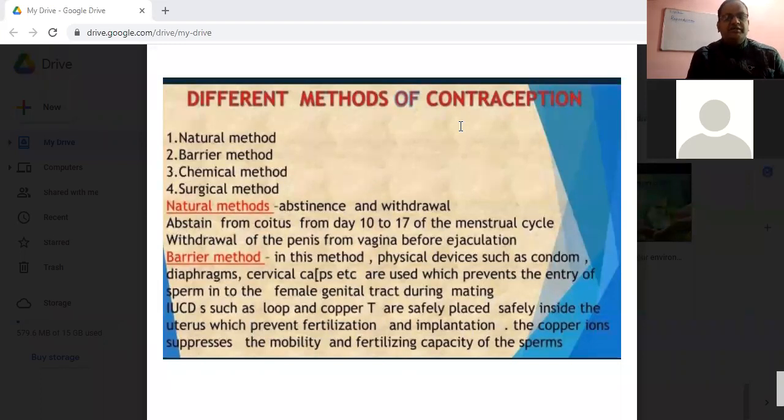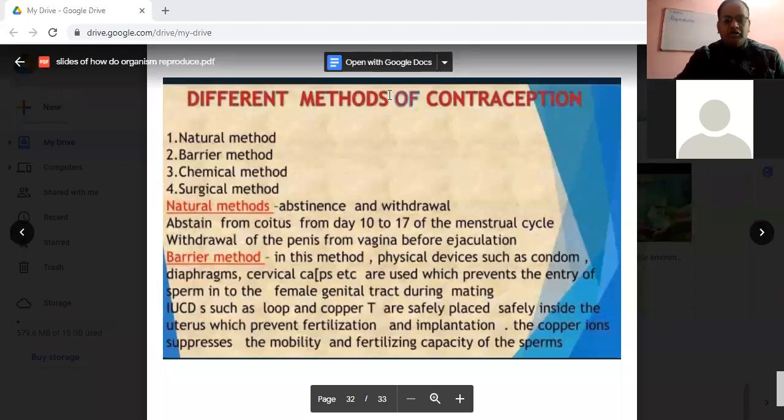Students, in class we discussed three methods: barrier, chemical, and surgical. But one more method, the natural method, is withdrawal, or we can say the period of abstinence. Period of abstinence means not having sex during the 10 to 17 days of the menstrual cycle. Why? Because this is the period when ovulation occurs and the ovum will be present in the fallopian tube for fertilization with the sperm. So if sex is avoided during this period, pregnancy will be avoided.